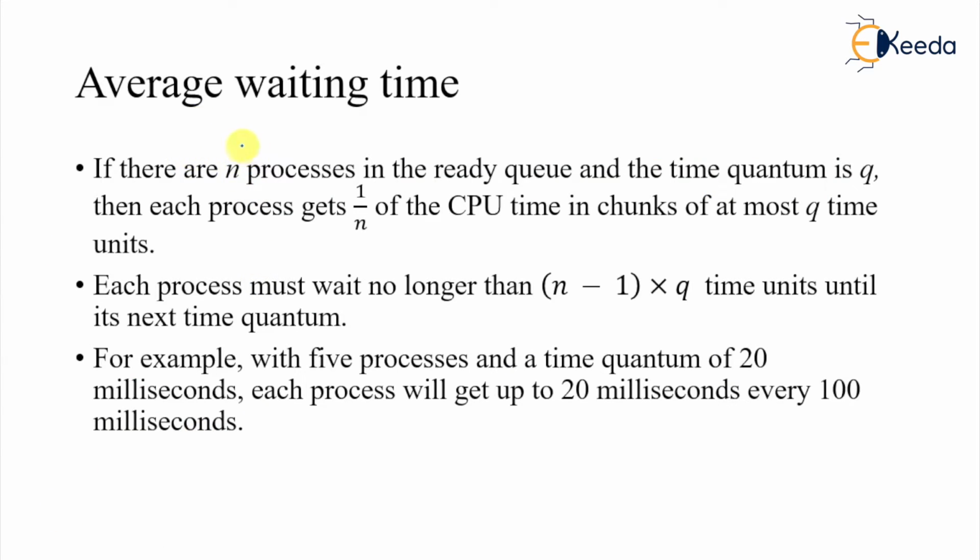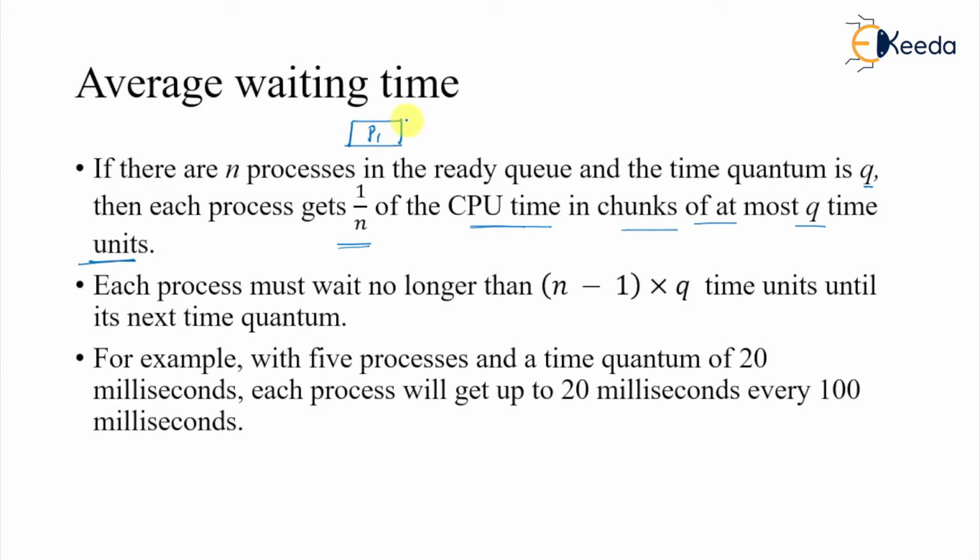Now, if there are n processes in the ready queue and the time quantum is q, then each process will get 1/n of the CPU time in chunks of at most q time units, right? So 1/n of the time, definitely. Suppose there are 4 processes.